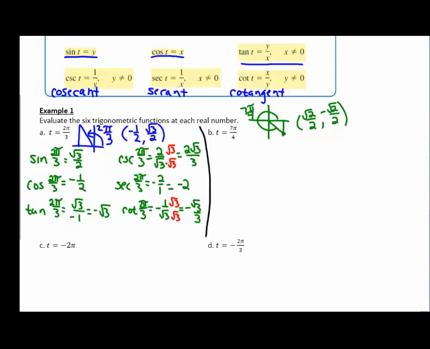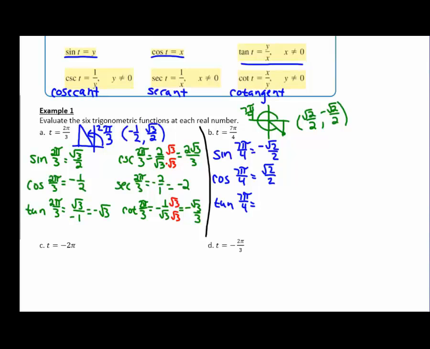All right, so now I can go ahead and look at each of my 6 trig values. And so again, I'm going to start with sine. So sine of 7 pi over 4 is just my y value, so negative square root of 2 over 2. My cosine of 7 pi over 4 is my x value, so it's positive square root of 2 over 2. And my tangent of 7 pi over 4 is my y value over my x value.